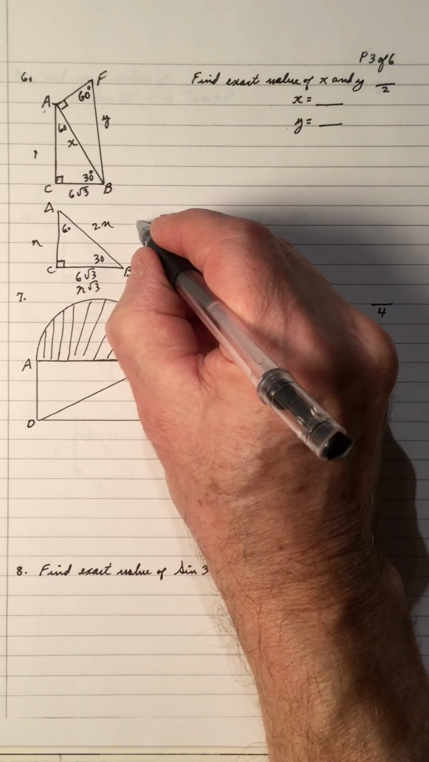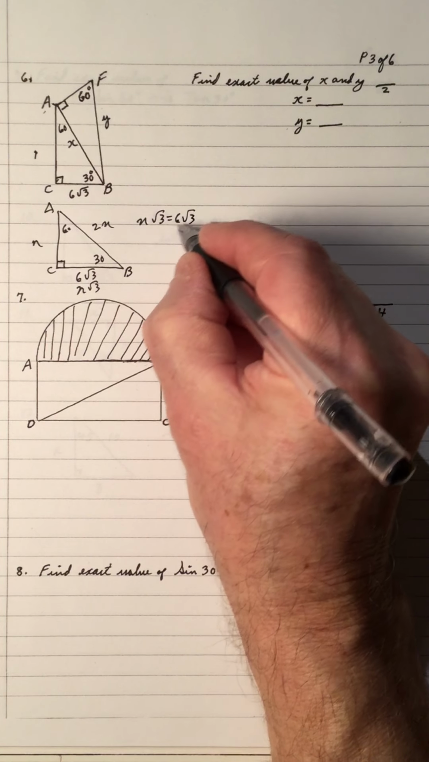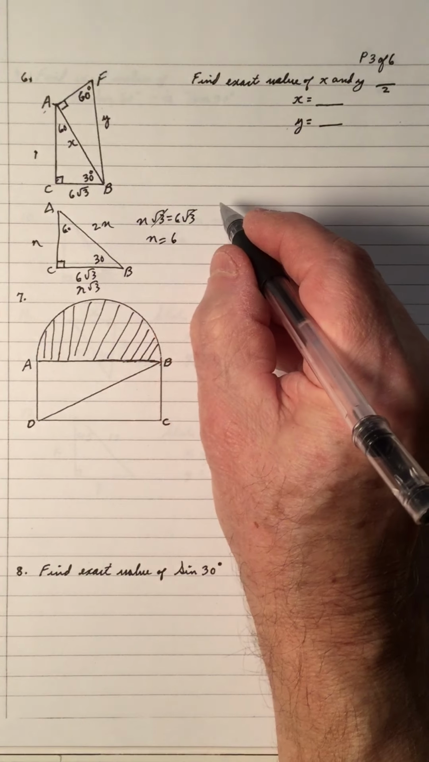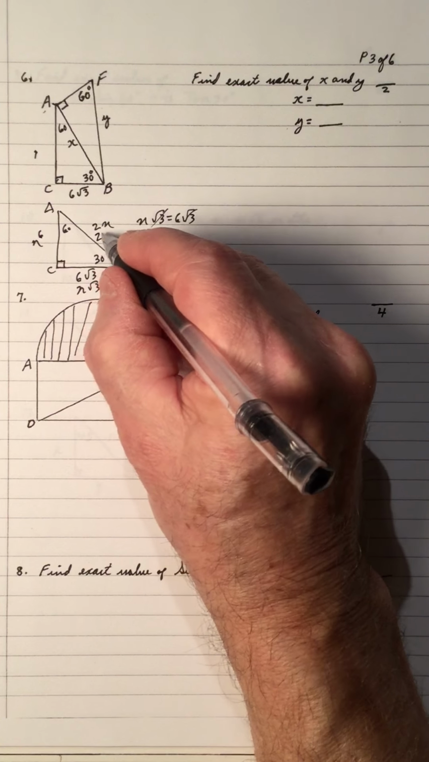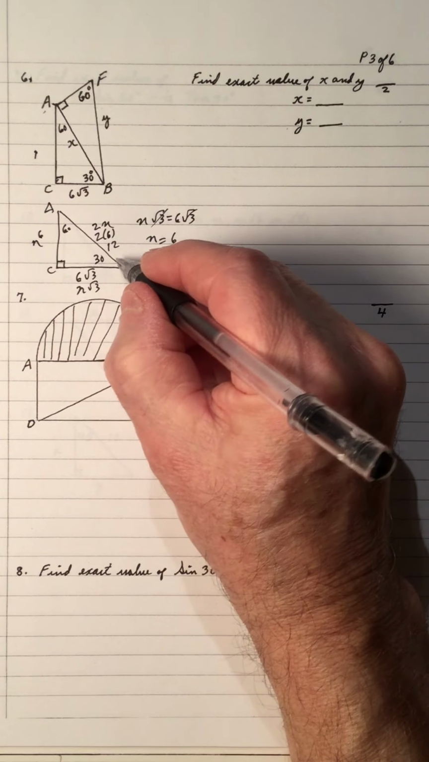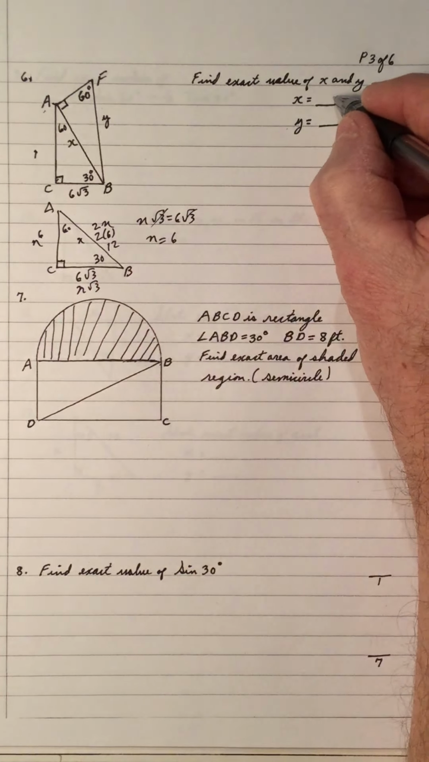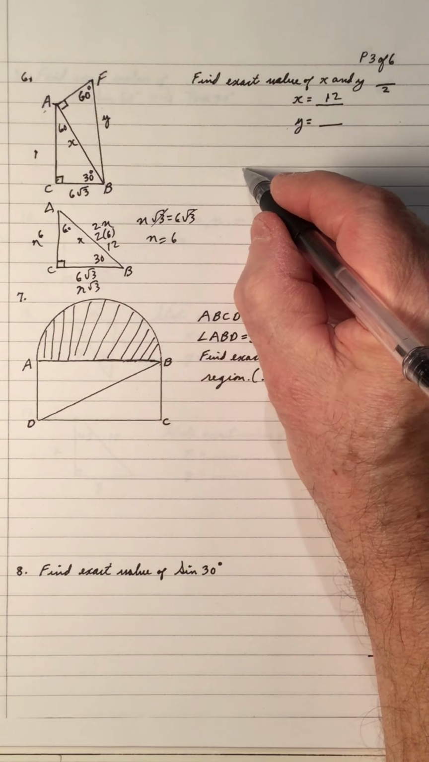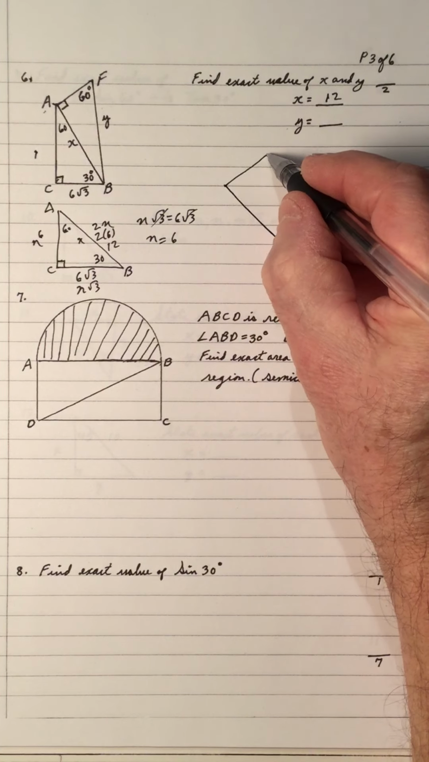So we have n root 3 is equal to 6 root 3, which means that they cancel. So n is 6. If n is 6, this side is 6, and this side is 2 times 6, so it's 12. So AB is 12. So that means x is 12. So we have that one found. Now we're doing this triangle. So let's draw this triangle separate right here.